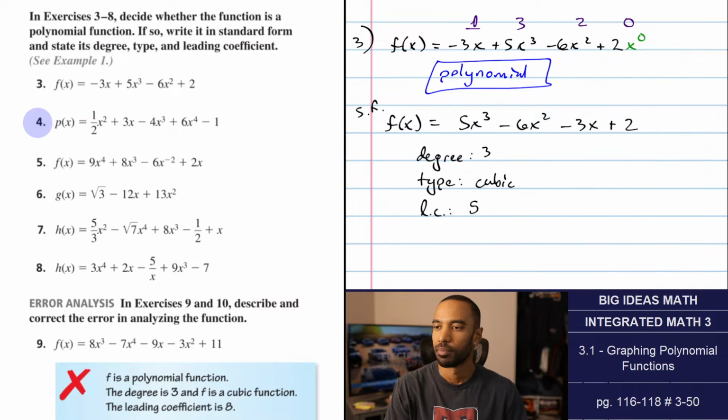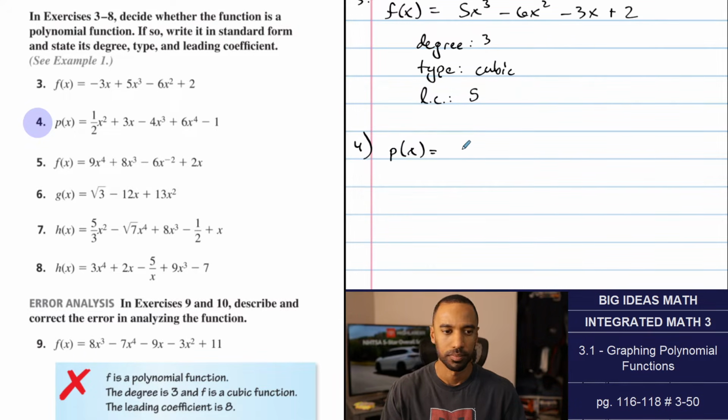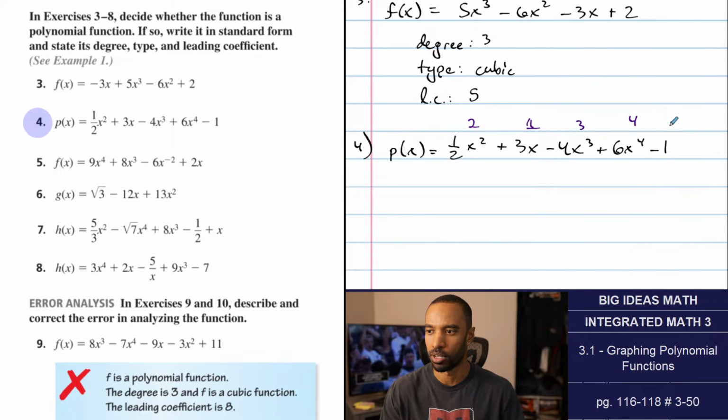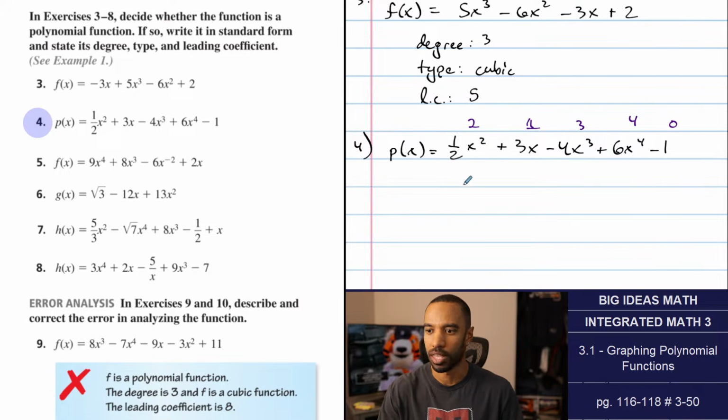Number 4, P of x equals 1/2 x squared plus 3x minus 4x cubed plus 6x to the 4th minus 1. 5 terms in total. All of them have, let me write the degrees up top as I kind of did last time and see if it fits for you. Degree 2, degree 1, degree 3, degree 4, degree 0. Because of all of that, it's a polynomial, so we're all good there.